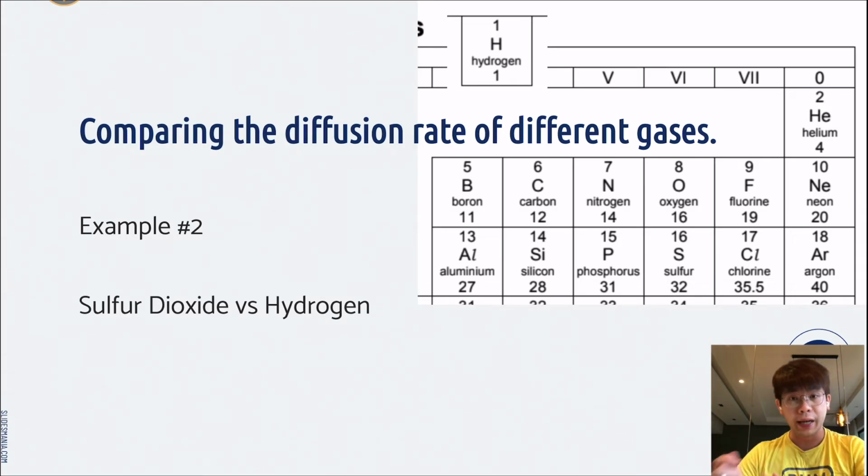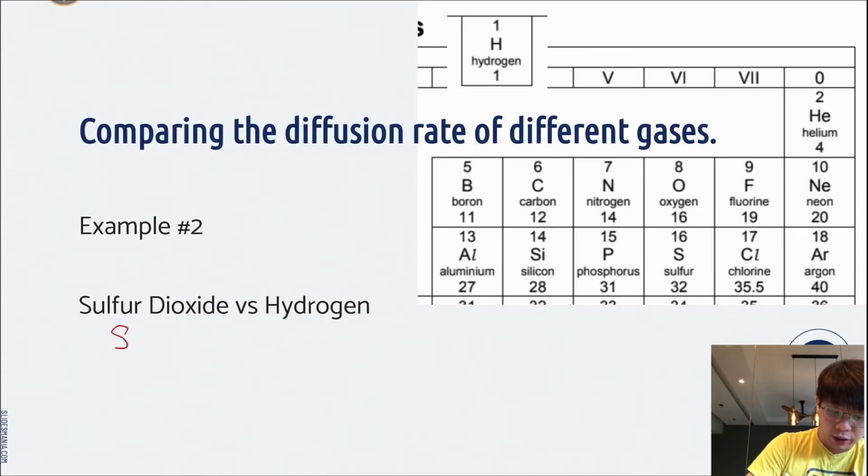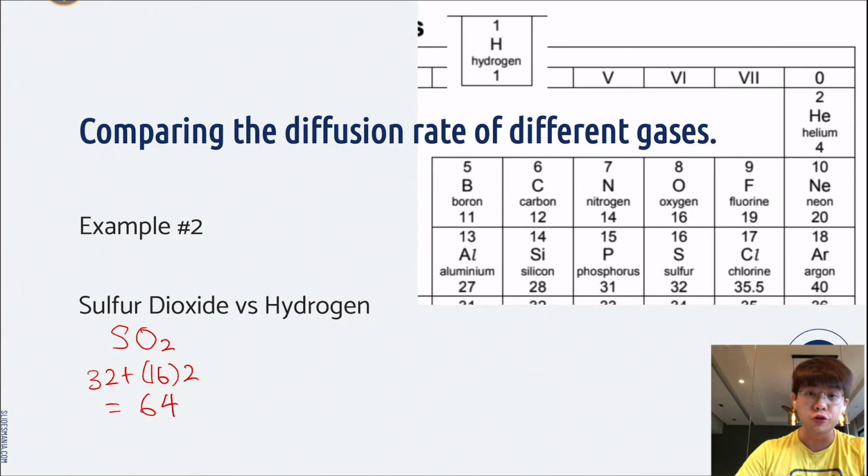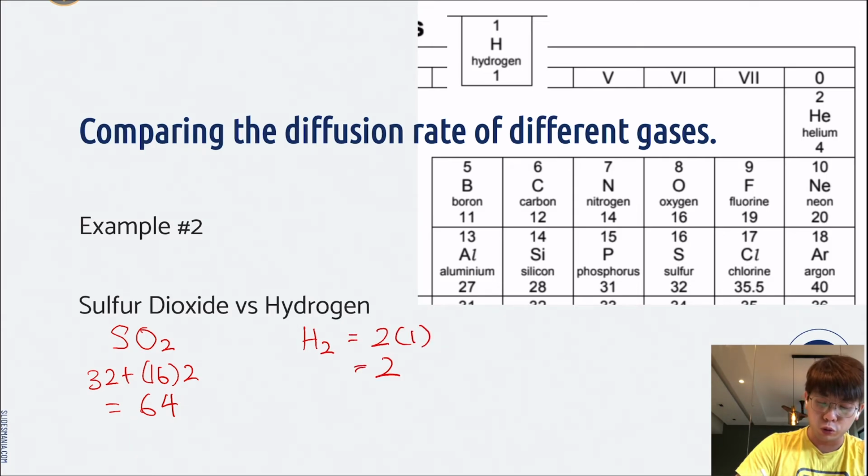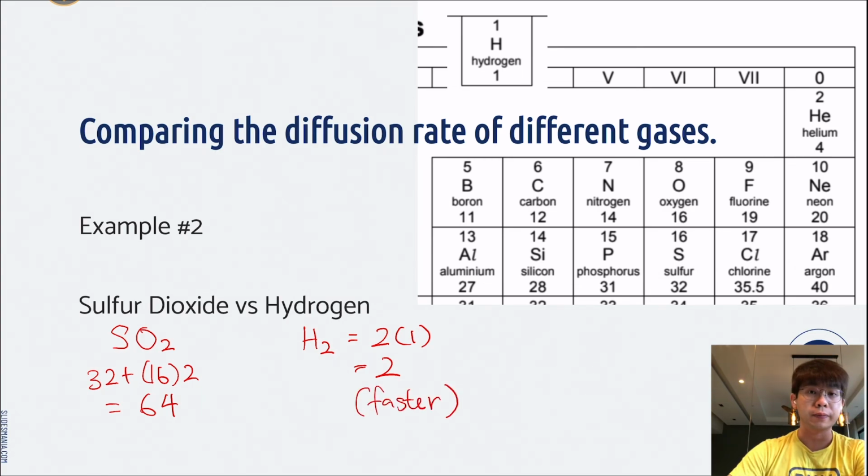Let's look at one more example. Sulfur dioxide and hydrogen. So sulfur dioxide is SO2. And if you look at our periodic table, this will be 32 plus 16 times 2. And this will give me 64. As compared to hydrogen, hydrogen has a formula of H2, which is just 2 times 1 equals 2. So as you can see over here, hydrogen has a relative molecular mass of 2, while sulfur dioxide has a relative molecular mass of 64, which is much higher than hydrogen. So hydrogen will be much faster than sulfur dioxide.